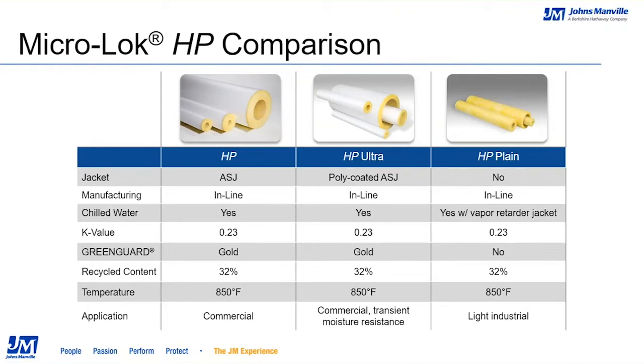And due to the factory-installed jacket on Microlock HP and HP Ultra, these 2 offerings meet GREENGUARD Gold certification. All 3 offerings are produced with a substantial component of recycled content, and all 3 are rated for applications up to 850 degrees. Typically, Microlock HP and HP Ultra are used in commercial applications. Again, HP Ultra is differentiated by its transient moisture resistance. Microlock HP Plain is most commonly used in light industrial applications where a jacket other than ASJ would be required.